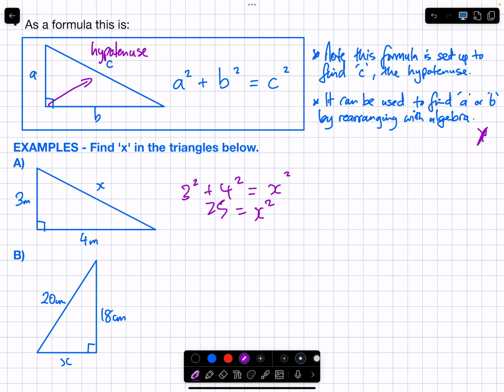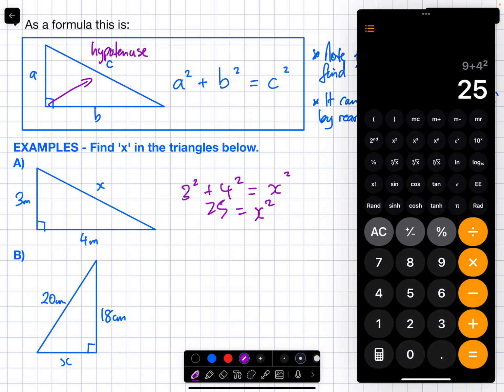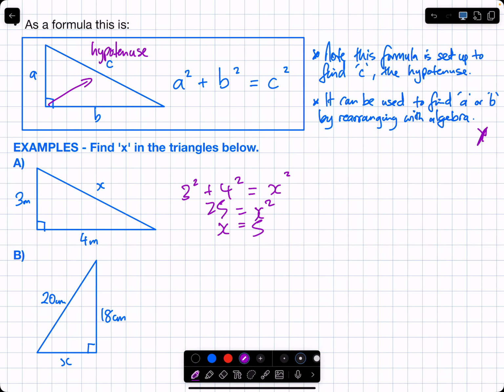What is the opposite of squaring something? Square root. If you're not familiar with that, it is this little button here. It's got a little 2 above it, and it's like a tick with an X. So the way the Apple calculator works is you press the number, and then you square root it. And so it's telling you, what number do I times by itself to get 25? It's 5. So X should be 5 meters. It's a 3, 4, 5 right-angled triangle. That's your first example.